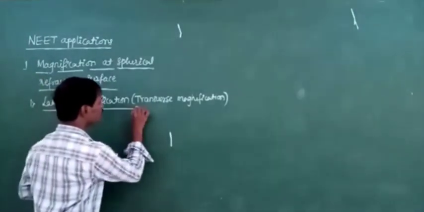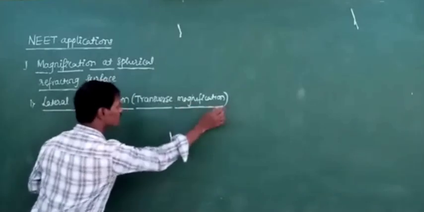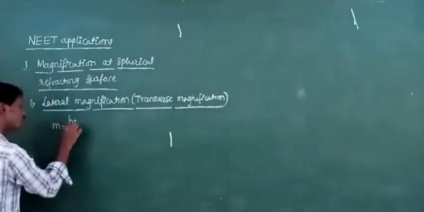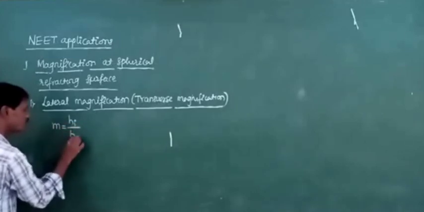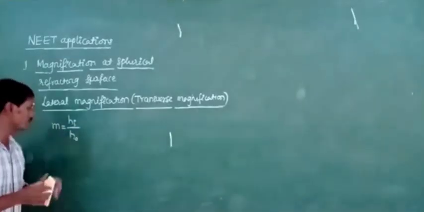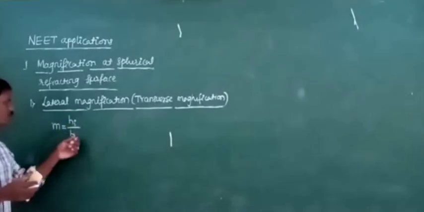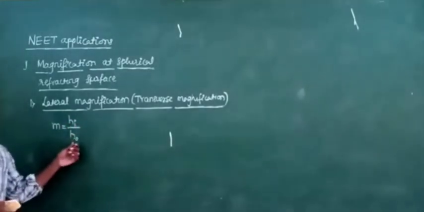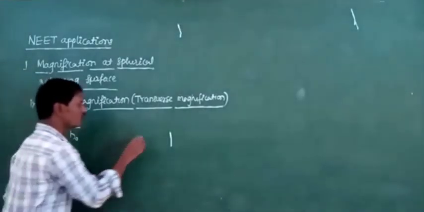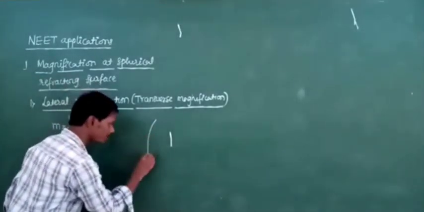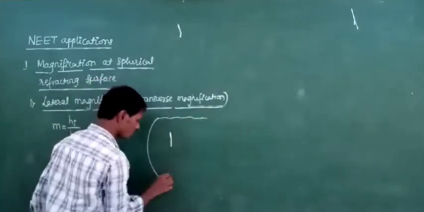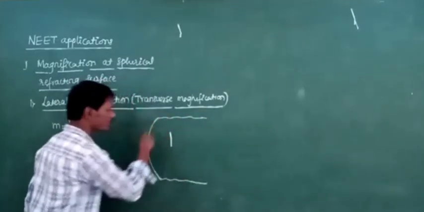What is lateral magnification or transverse magnification? Lateral magnification is nothing but the height of the image to the height of the object. So m is equal to hi by ho. What is hi? Hi is the height of the image. Ho is the height of the object. Now let us draw the diagram. It is a spherical refracting surface.